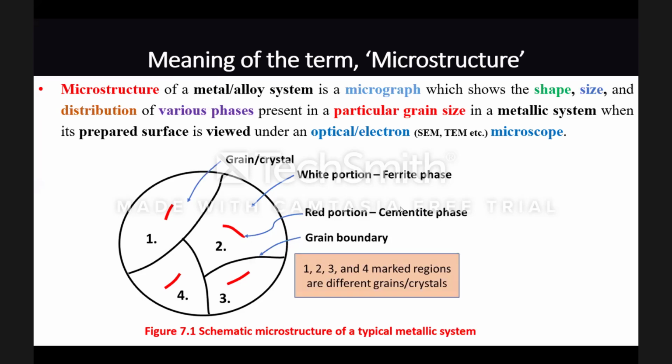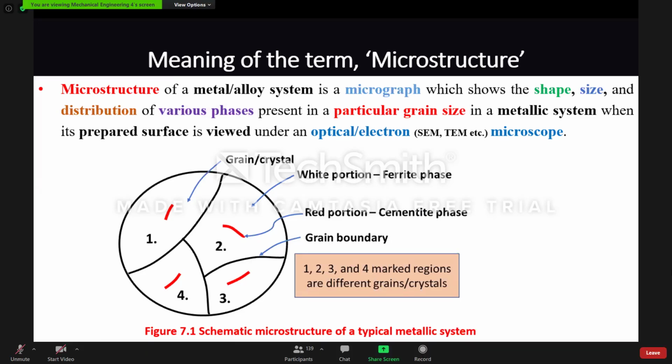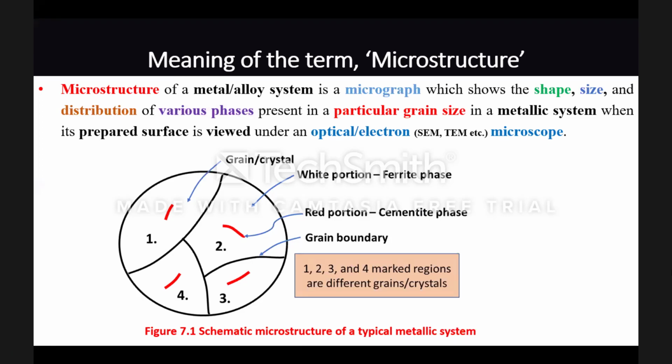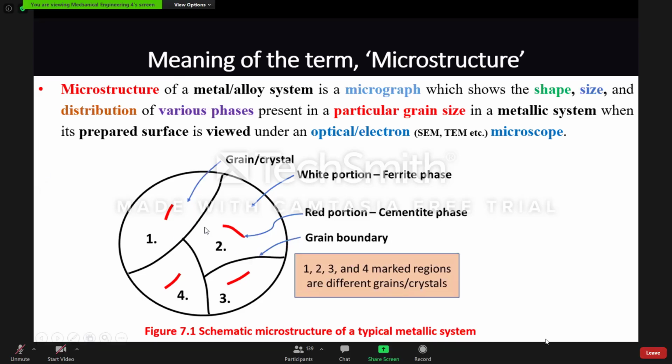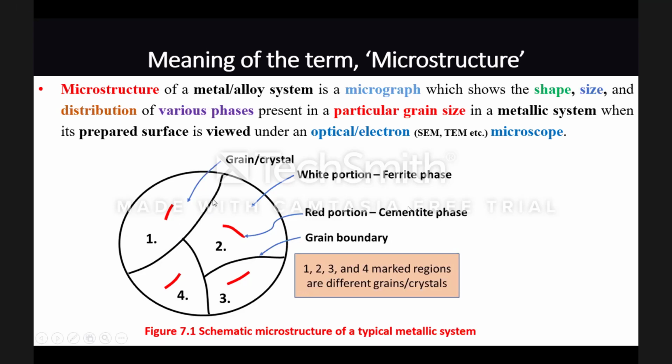So students, here you can see, the first thing that you should see is what type of grain size is there. But for that, you should know that because we are talking about a metallic system, we have grains, or what are also called crystals, which have a definite crystalline structure. So this region 1 is a grain, this region 2 is a grain, this region 3 is a grain, this region 4 is a grain, and they are separated by what are called grain boundaries.